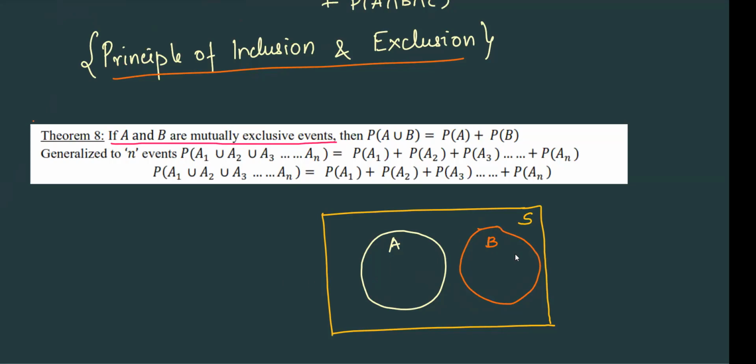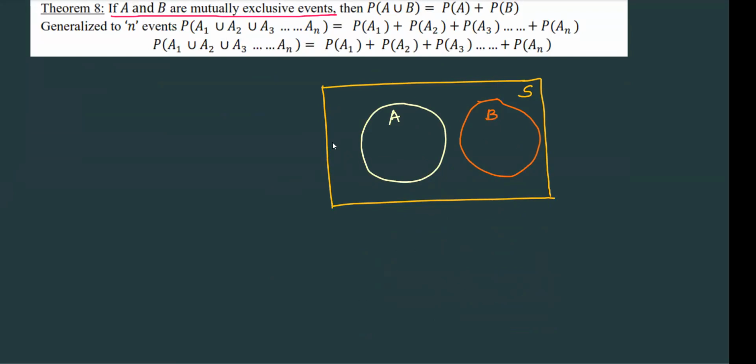This is A, this is B. So they're mutually exclusive. For mutually exclusive events, A intersection B is phi, which implies the probability of A intersection B is the probability of the null set, which is 0.